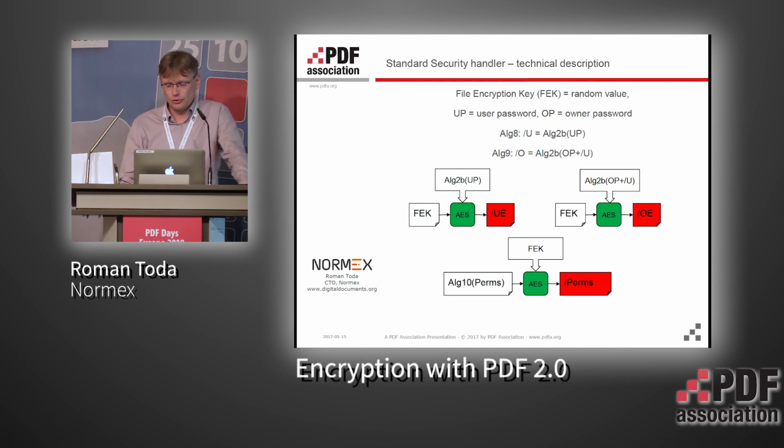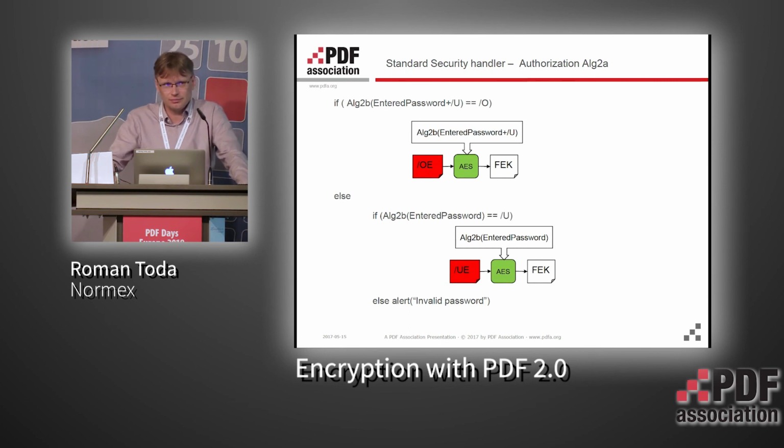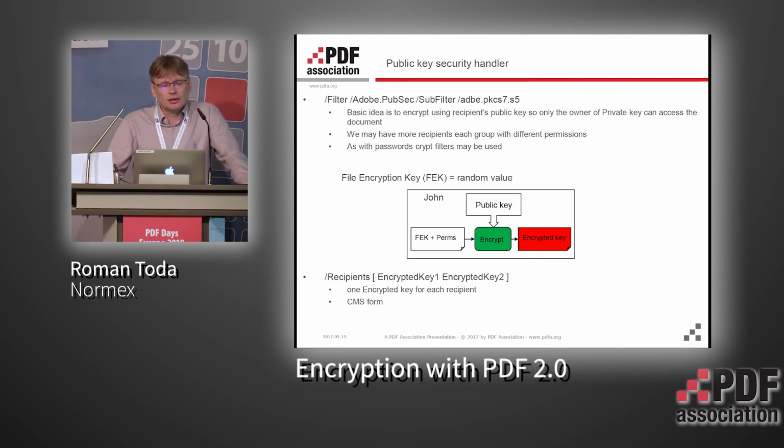If you want to open the file, you do basically quite the opposite. The entered password is again hashed with the same algorithm, and you compare it to the stored value, and if the stored value is the same, then you can get with the symmetric decryption algorithm the file encryption key, and then the key is used to decrypt the content. Okay, very, very simple. Let's move on.